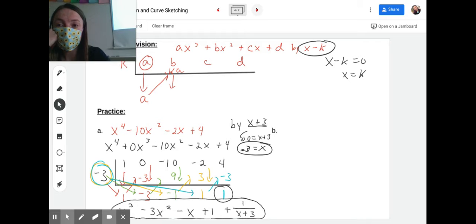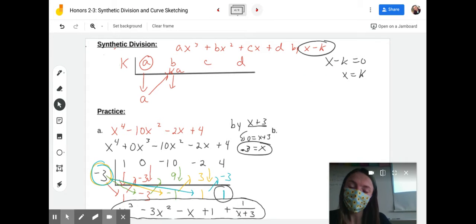All right, so some other things we talked about. We talked about synthetic division. So synthetic division is just the faster way to do long division.